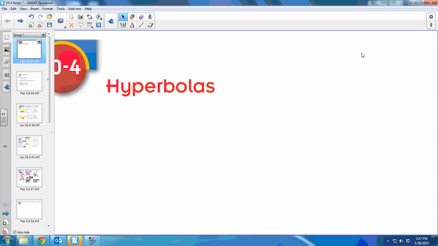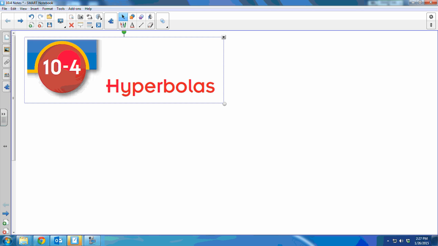So we are starting the next half of the unit. We just took a test over circles and ellipses, so those are essentially done. We're going to take a test over hyperbolas and parabolas.